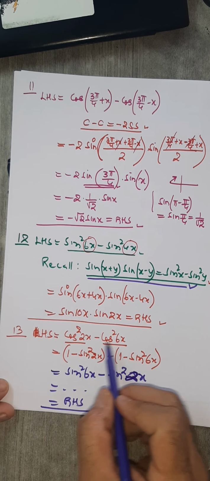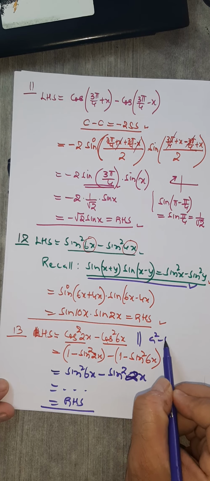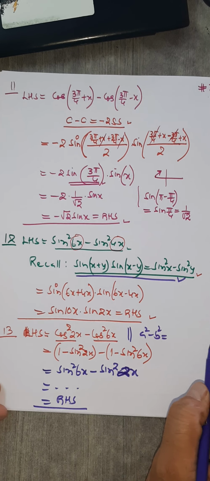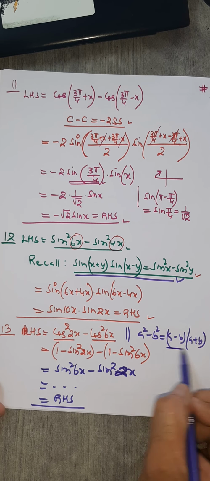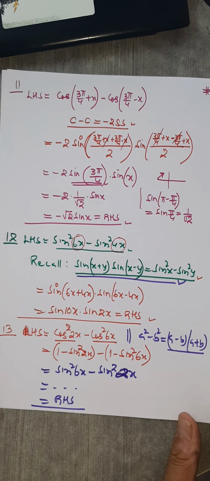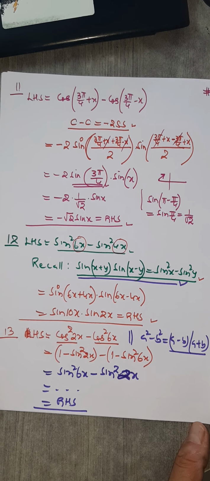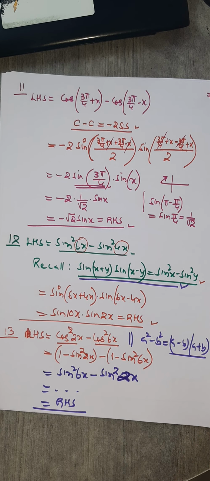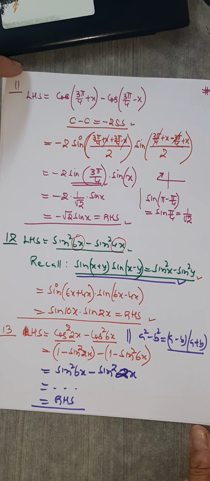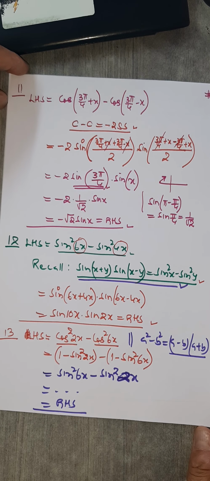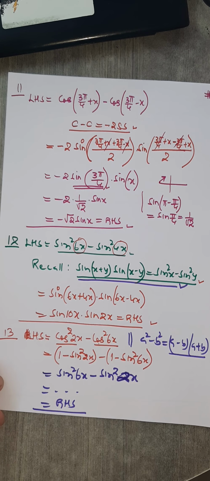Remember, you could have used this also: a square minus b square equals a minus b into a plus b. But all this algebraic stuff should be avoided here. Our basic things should be used, remember. So I've tried it this way. The formula should be there in your mind, remember. Okay. Next, I'll go to the next question.